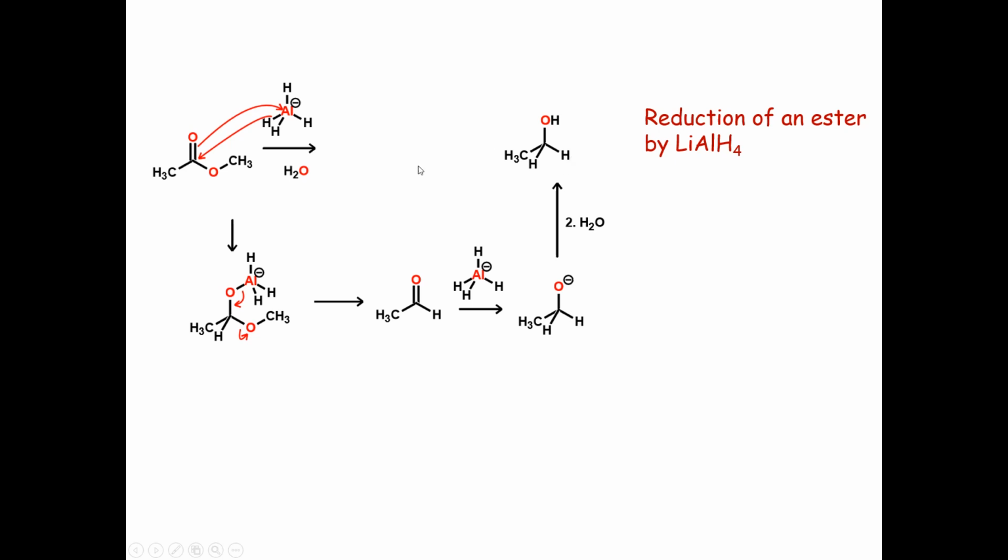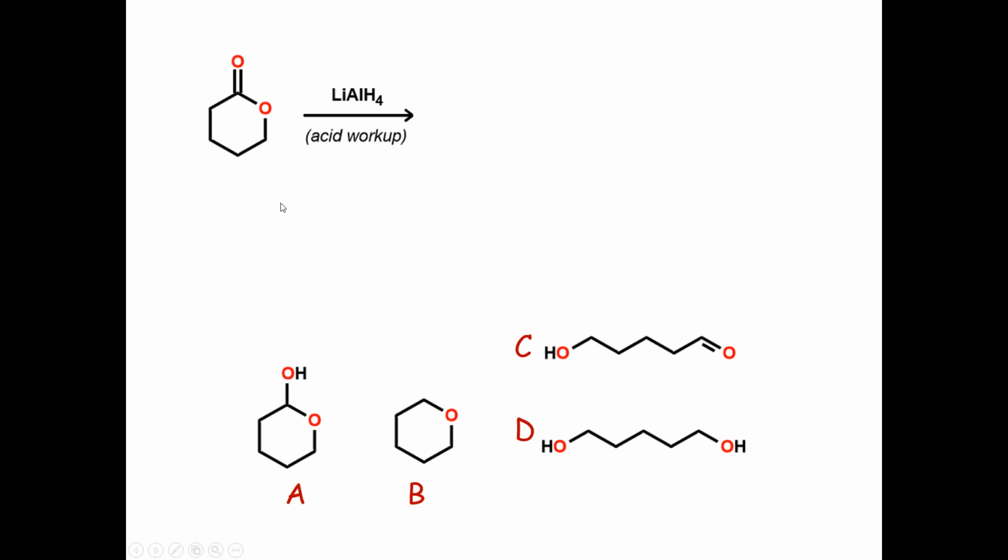So you get an alcohol. But what happened to the methoxy over here? Well, of course, it's sitting here, and so when you throw in the water, it also goes to an alcohol. So what do you get from an ester? Well, you get 2 alcohols. So the reduction of an ester gives you 2 alcohols. So let's go back to this problem.